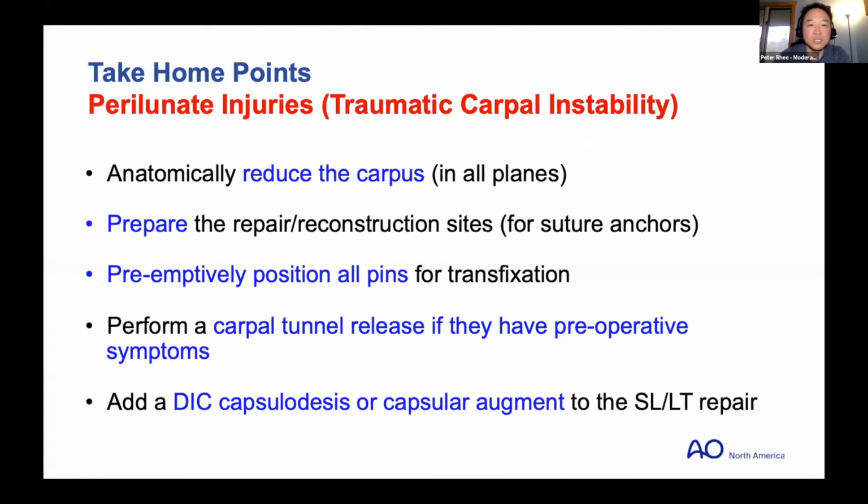So the take-home points for perilunate injuries or just any of these traumatic carpal instability patterns that you're trying to repair or reconstruct: first, anatomically reduce the carpus, prepare your repair or reconstruction sites, and just get all your anatomy reconstructed, pin it. Again, take a breath, repair all these ligaments. Carpal tunnel release, use your best judgment based on whatever you feel is best for your patient. And then if you do have poor substance of your SL or your LT, there are things around that you can use to augment your repair.